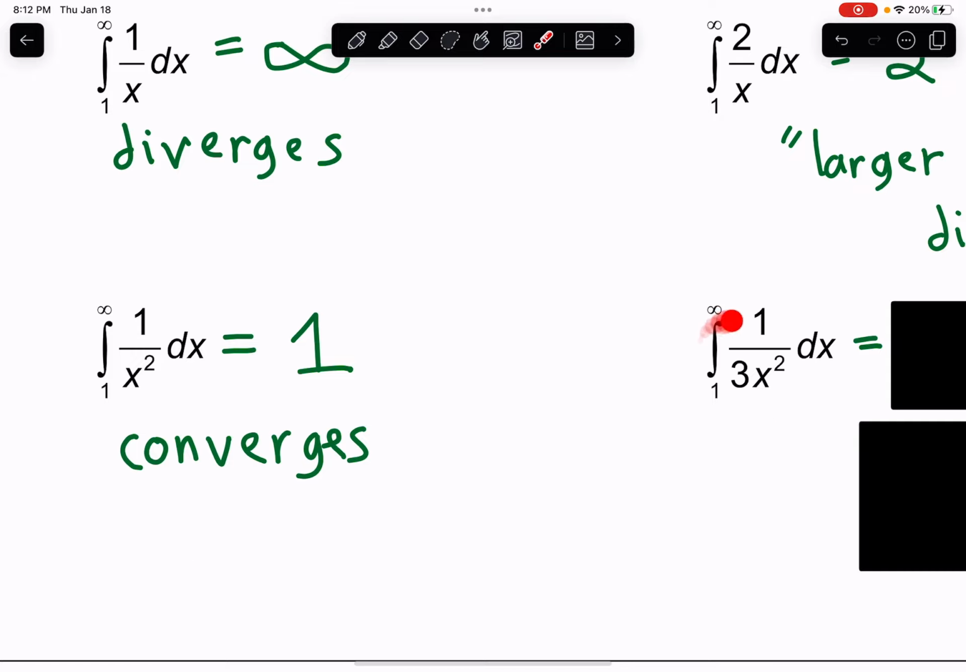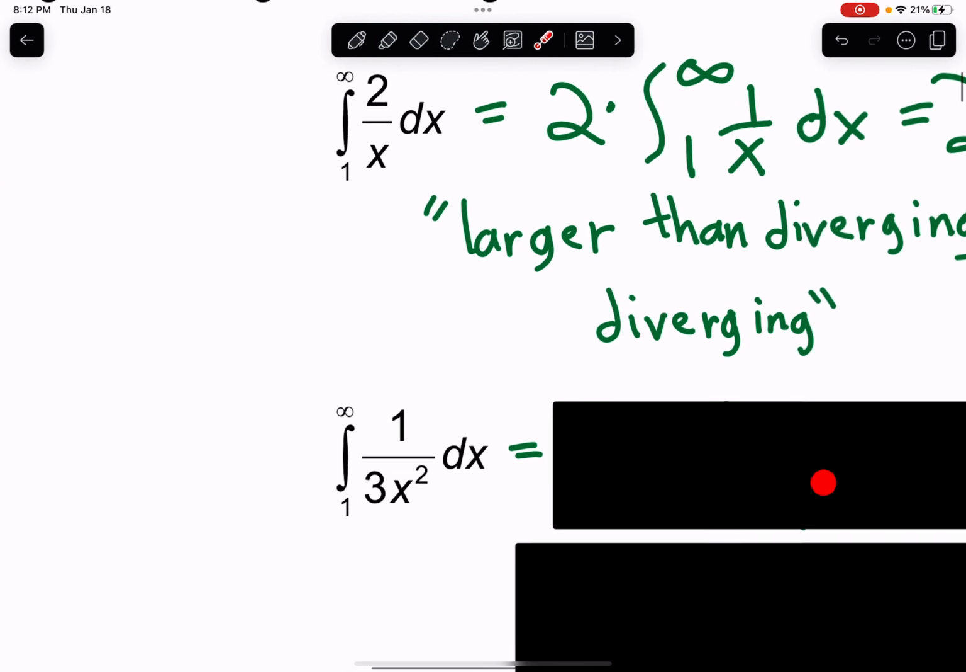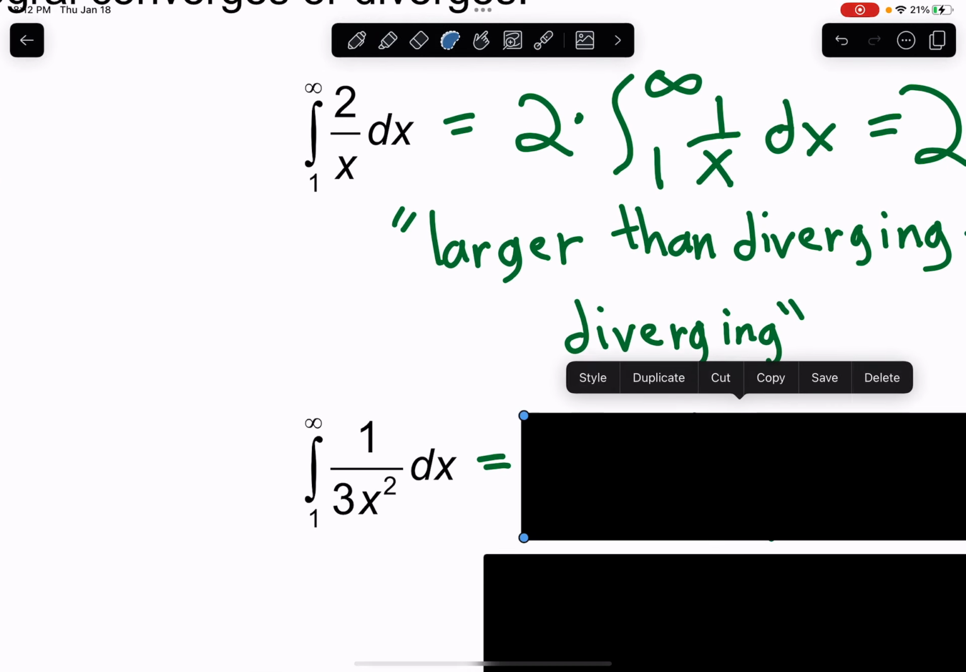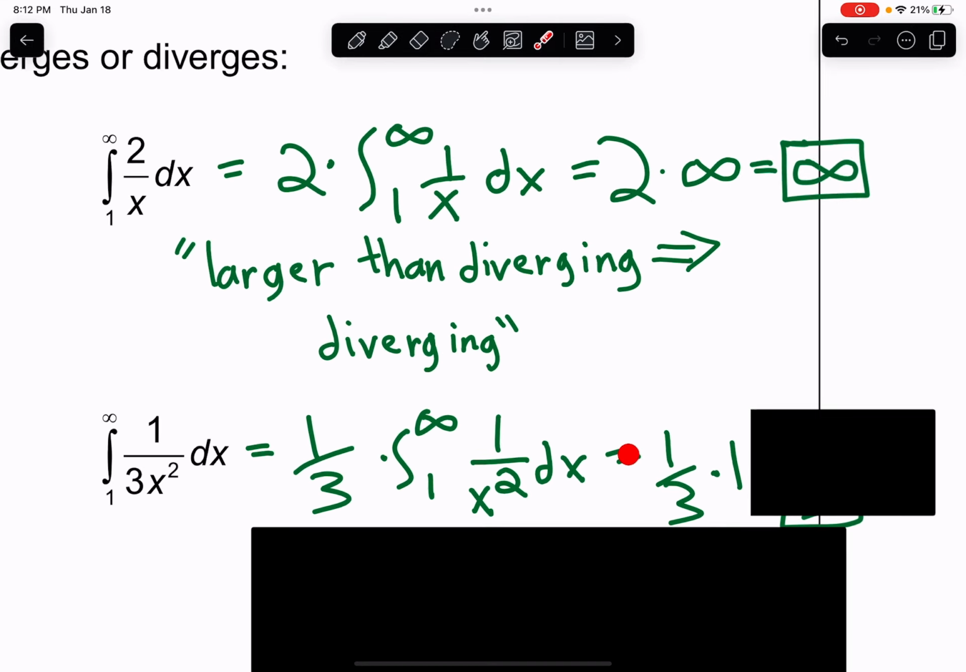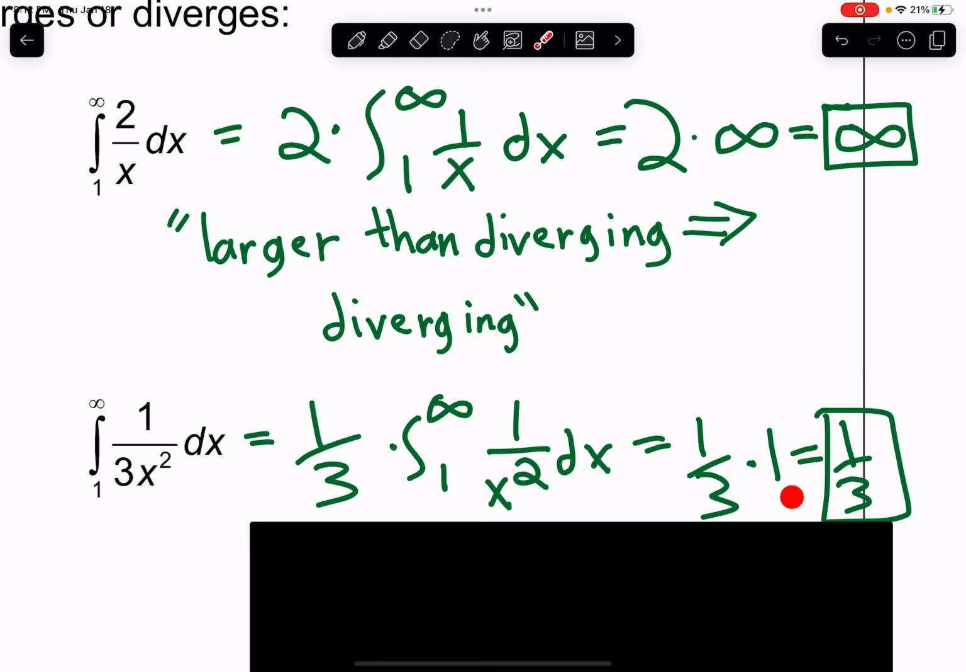What's another way of thinking of 1 over 3x squared? Well, I can just go ahead and take the 1/3 out. And now this is 1/3 times the integral that I know converges. What does this integral converge to? I know it converges to 1, and so therefore this is just 1/3 times 1, which is a third.